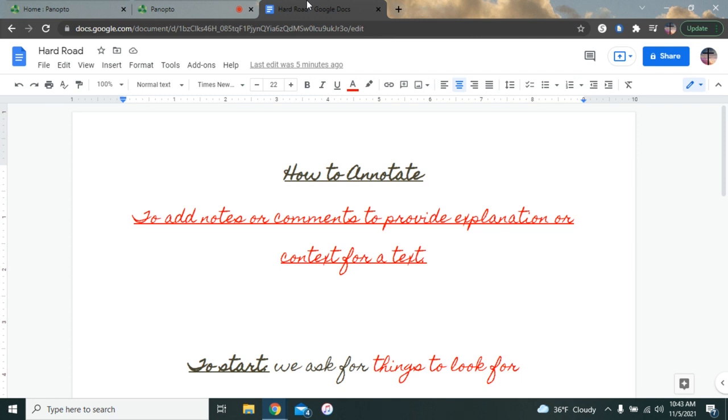And the word annotate means to add notes or comments to provide explanation or context for a text. And just by looking at the word, we can identify some roots in it. Anytime that we don't understand a word or don't recognize it, we should always try to look for roots within the words so that we can try to identify what the word means.